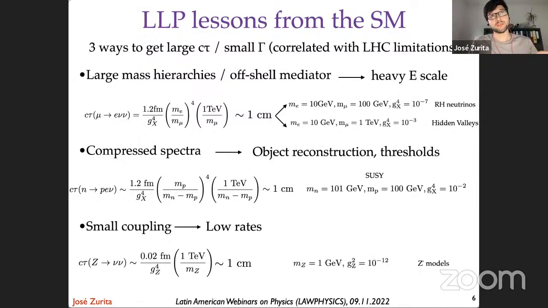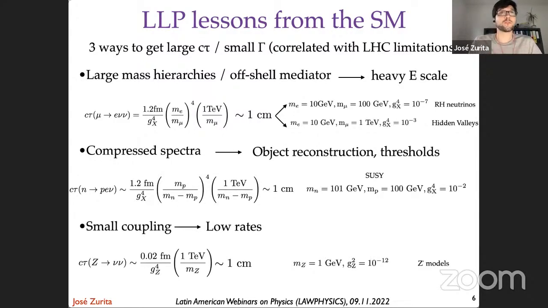Now, if the spectrum is compressed, the problem is that the decay products of this process tend to have very small energy and, moreover, very small transverse momentum. The ruler for the quality of an object, an electron, a muon, etc., at the collider, is tied to its transverse momentum. And if you don't have enough energy, you don't have enough transverse momentum, and then you go below the reconstruction thresholds. This is quite a challenge, and people have become quite inventive in trying to overcome it.